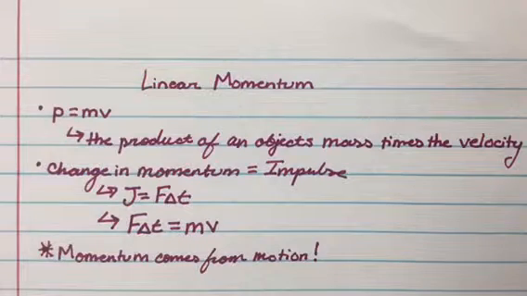Linear momentum is p equals mv. That means the momentum of an object is equal to its mass times velocity. The change of momentum is called impulse. It's also important to remember that momentum comes from motion. So an object at rest has inertia, but not momentum. For an object to have momentum, it must be moving.